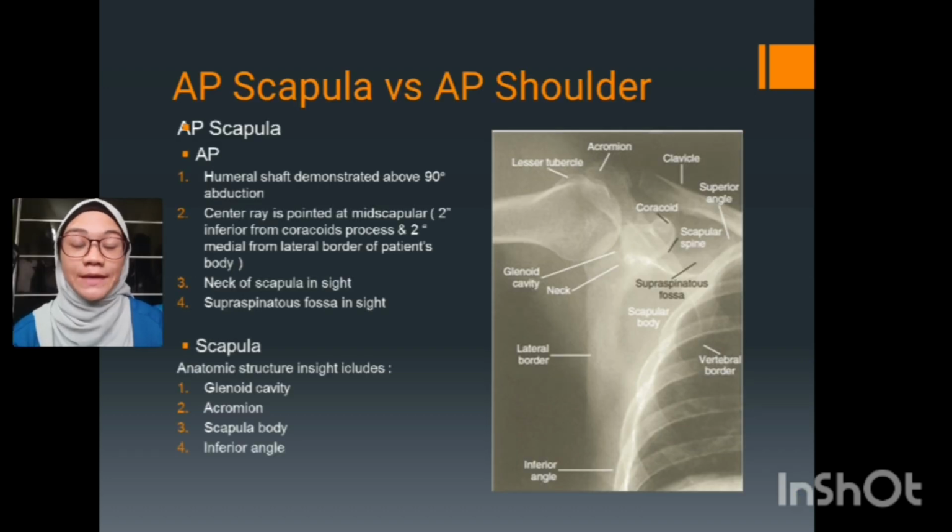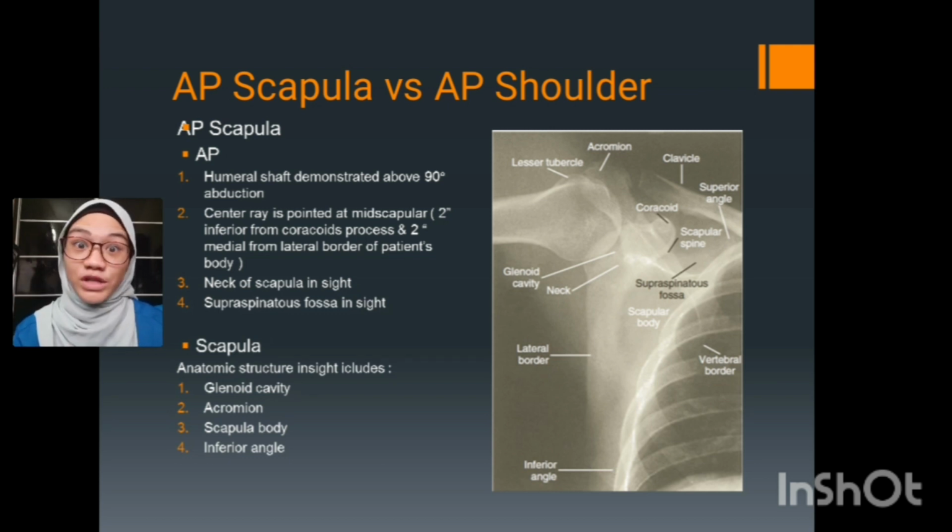AP scapula and AP shoulder projection look almost the same. So what criteria differentiate them? We're going to go through AP scapula first. Why is this an AP projection? First, the humeral shaft is demonstrated above 90-degree abduction. Second, the centering ray is pointed at the mid-scapula. Third, the neck of the scapula is in sight. Between AP and lateral scapula, AP shows the best demonstration of the neck of the scapula, which is here. Fourth, the supraspinatus fossa is in sight.